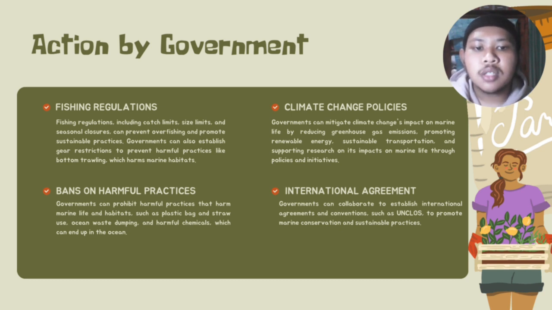The second one is climate change policies. Government can mitigate climate change impact on marine life by reducing greenhouse gas emissions, promoting renewable energy and sustainable transportation, and also supporting research on its impact on marine life through policies and initiatives. The third one is bans on harmful practices. Government can prohibit practices that harm marine life and habitats, such as the use of plastic bags and straws, ocean waste dumping, and harmful chemicals which can end up in the ocean.